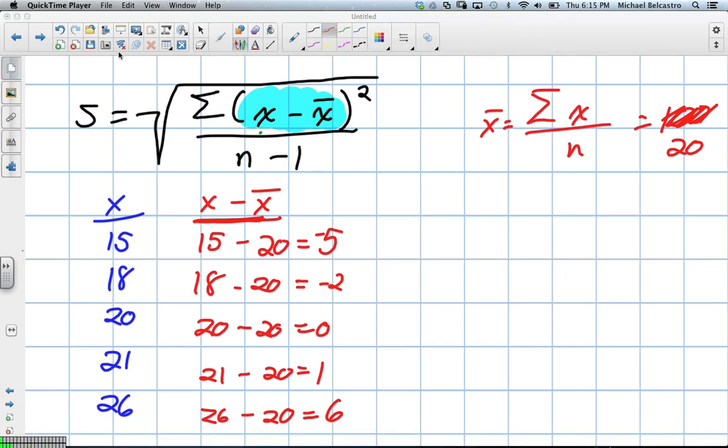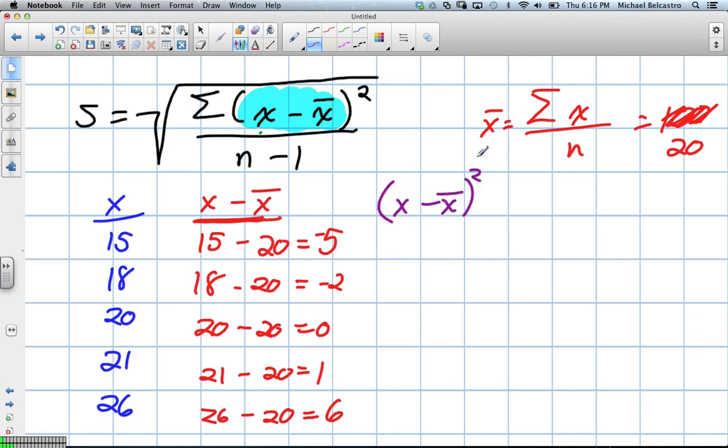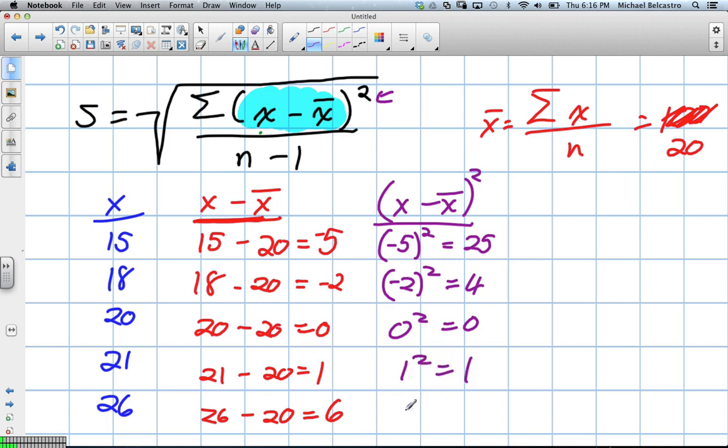Okay. So sometimes what we'll write as the next section of the chart would be x minus x bar, squared. And if you notice, that's essentially what we have here. So we're just going to square each of these values. And what you're going to notice is the squaring of it is going to make everything positive. Negative 5 squared will give us 25. Negative 2 squared will give us 4. 0 squared is 0. 1 squared is 1. And 6 squared is 36.